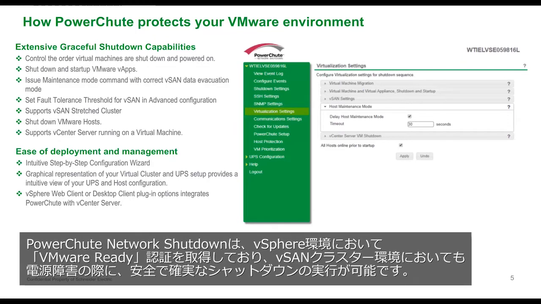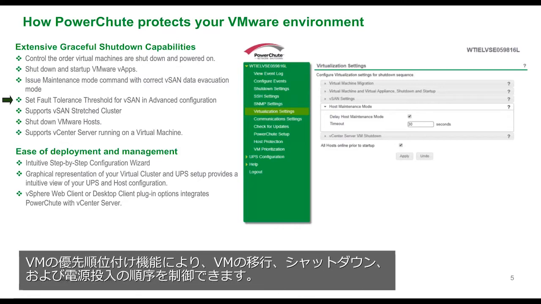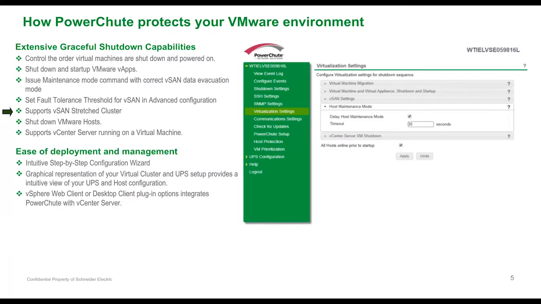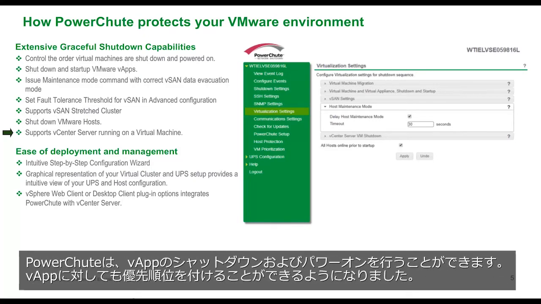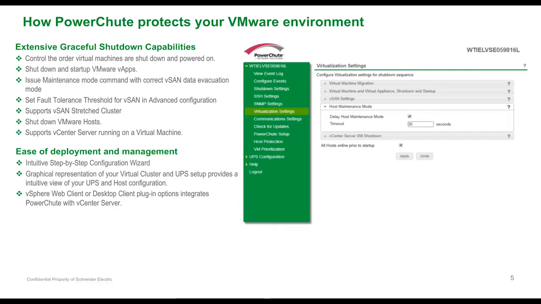PowerChute Network Shutdown is certified VMware Ready for vSphere and provides extensive graceful shutdown capabilities in a vSAN cluster. The VM prioritization feature allows you to control the order that VMs are migrated, shut down, and powered on. PowerChute can issue commands to shut down and power on vApps. vApps can now be prioritized also. Depending on the number of hosts impacted by an adverse power event, PowerChute will place hosts into maintenance mode using the correct vSAN data evacuation mode to protect your VMs.